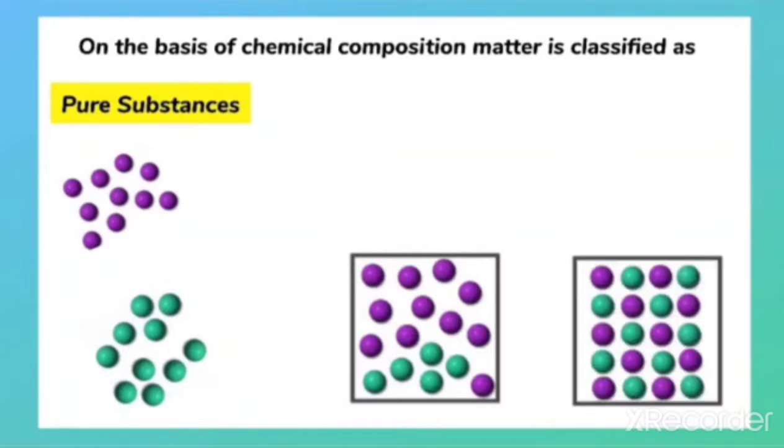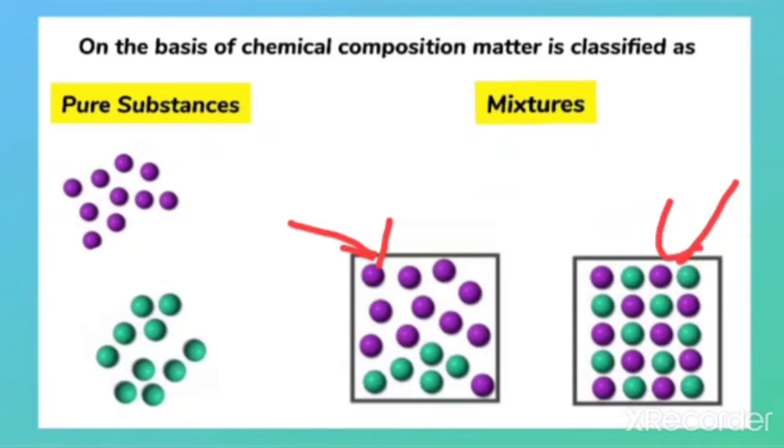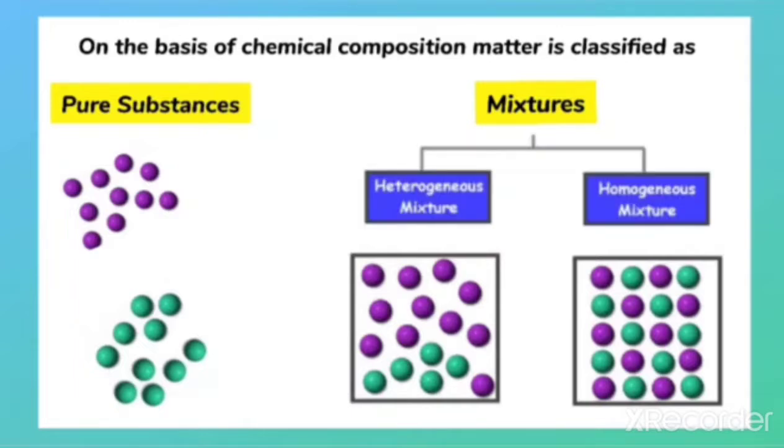Similarly, this is also a mixture because here also we can see that it is made up of two types of particles. But there is a difference in these mixtures. When you look at these two cases, the particles do not have a uniform distribution, but here the particles have a uniform distribution. When the particles are mixed uniformly, that is called homogeneous. And if the particles are not mixed uniformly, that is called heterogeneous. So we can classify mixtures into two categories, homogeneous mixtures and heterogeneous mixtures.